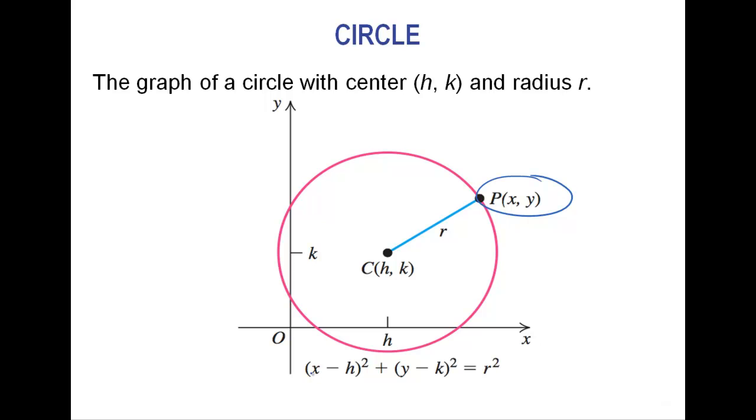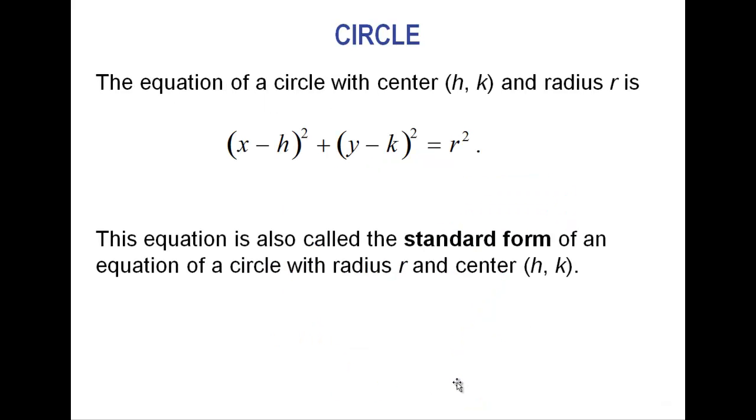It's always x minus whatever the x coordinate of the center is, squared, plus y minus the y version of the center squared equals r squared. It looks very similar to a squared plus b squared equals c squared. Right? It's very similar to Pythagoras' theorem. So that might help you to memorize it a little bit. Here it is again, standard form.